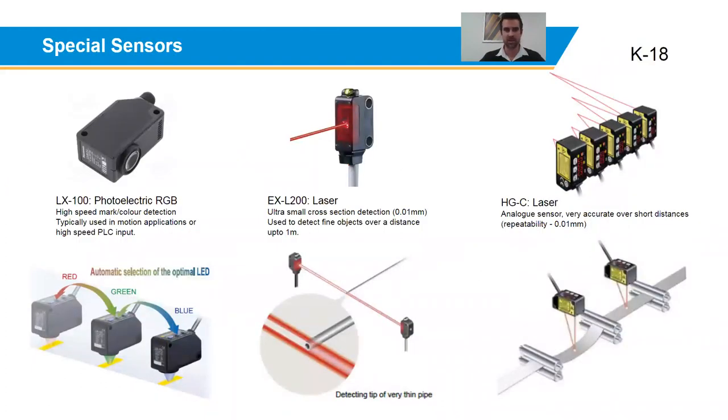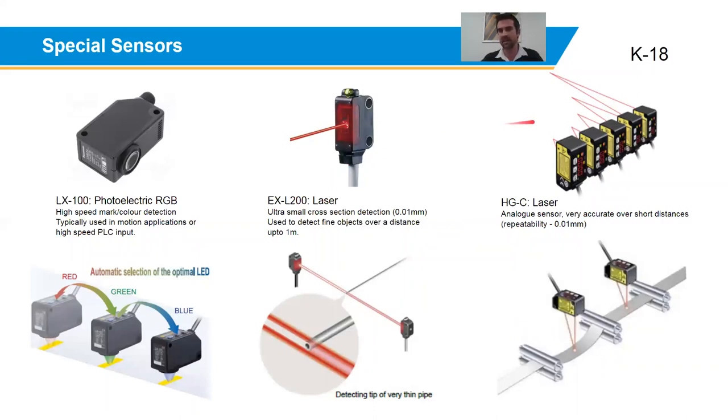So just to look at some of the special sensors, quickly highlight them. The Panasonic LX101, that's on page K18, can detect different colors. You can tune it to select different colors. Great for high-speed mark detection applications. The EX-L200 laser sensor, also on K18, you can use that to detect very fine objects, down to a cross-section of 0.01 millimeters, so a very small piece of wire perhaps you can detect.